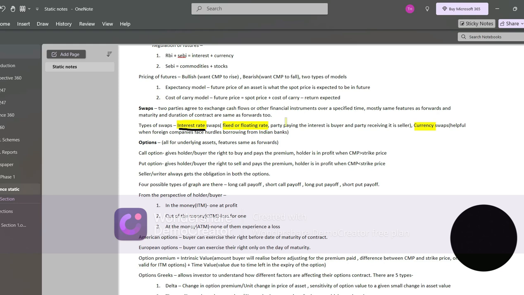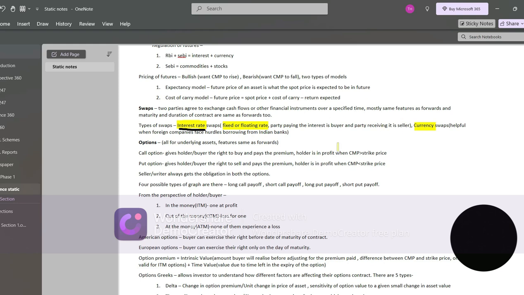So this can happen. The party paying the interest is the buyer, and the party receiving it is the seller. Yeah. And currency swaps are helpful when foreign companies face hurdles borrowing from Indian banks. This is kind of easy to understand.